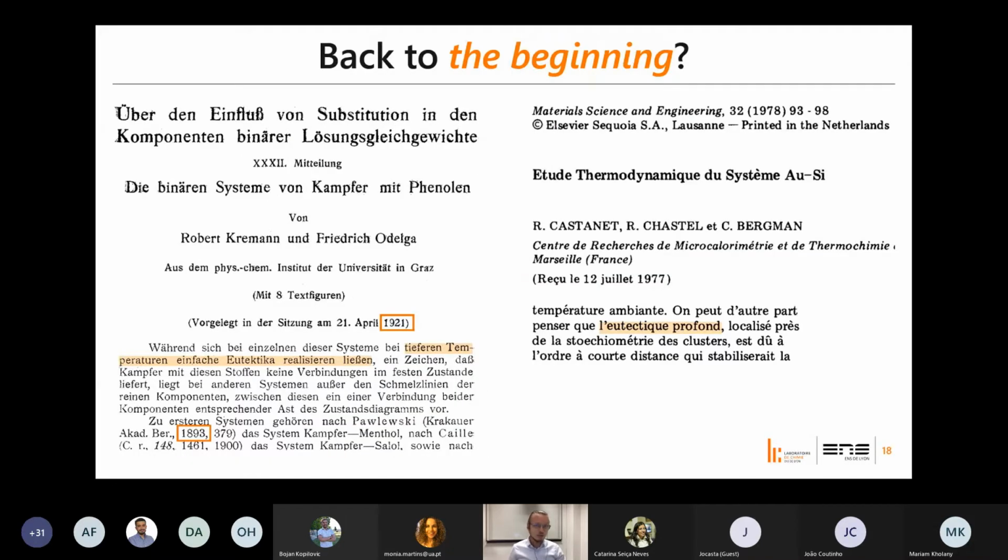Then deep eutectics were also mentioned a very long time ago. There's, for instance, this paper from 1921, almost 100 years ago, where tiefer eutectics are described in German. And a bit more recent, from 1977, there's also eutectique profond in French. Well, I'm in Lyon, so I should speak a bit of French. And they also show that the eutectic is surprisingly deep.